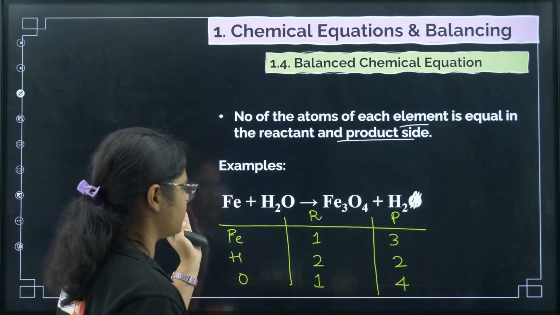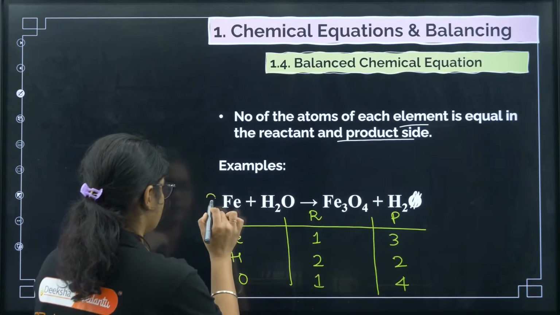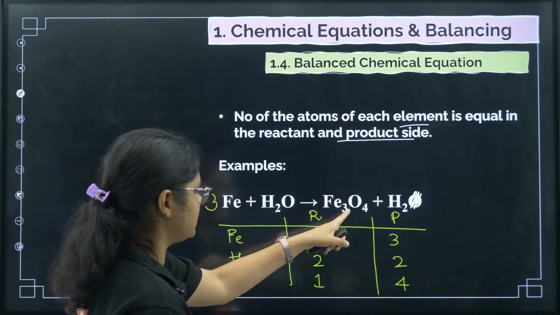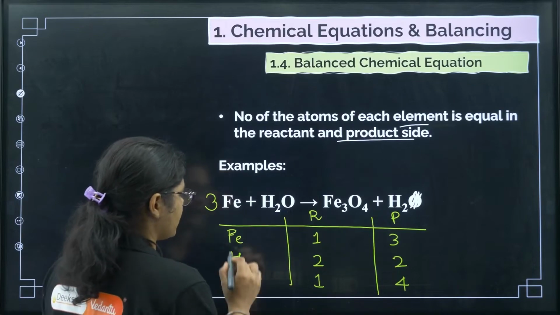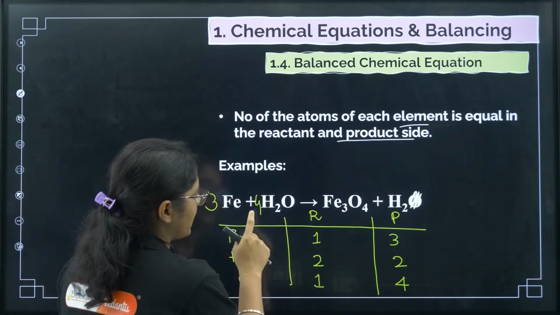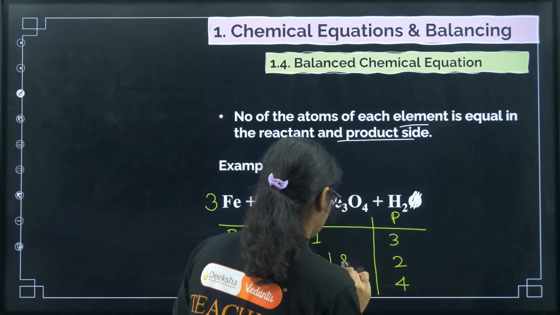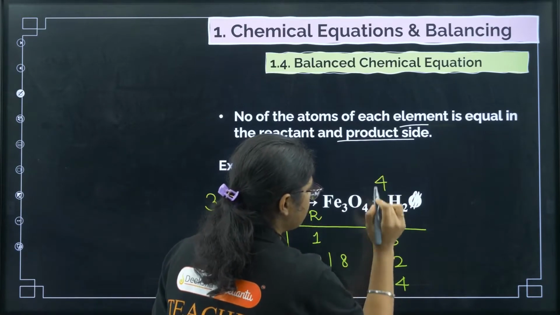First I can see that iron is not balanced. There is only 1 iron on the reactant side, whereas there are 3 irons on the product side. So I can make it 3Fe. Now if I see oxygen, here there are 4 oxygen and here there is only 1 oxygen. So I can make it 4 here. Now if I make this one 4, the reactant side hydrogen became 8, right? So this one also I should make 8. So I will multiply by 4 here.